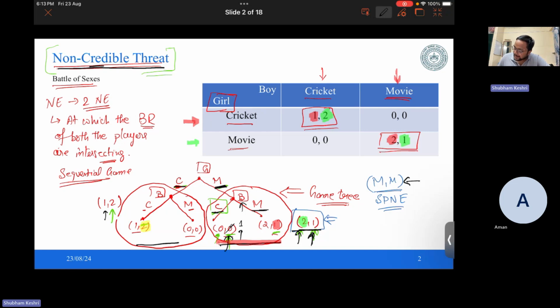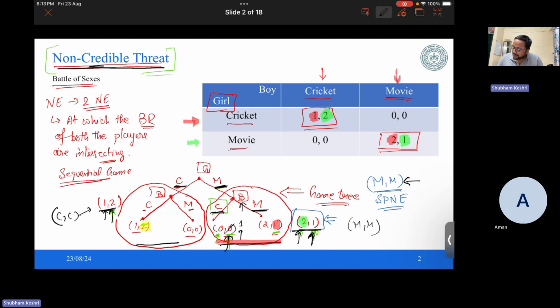Now the boy has got a utility of 1 when playing M comma M. Now he sees that he can increase his utility when the strategies of both the players was C comma C. In that case, this would have been the utility. So the boy would say that I will play cricket if you play movie because I want to sabotage your utility. So don't play movie, play cricket. The girl will say this threat is not real. You will not do that.